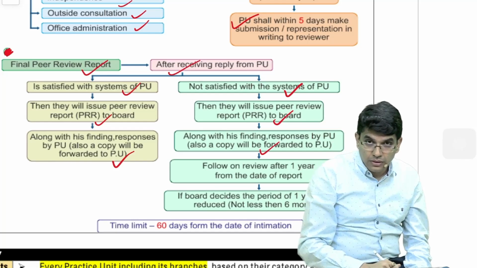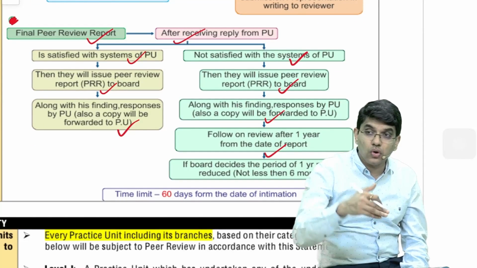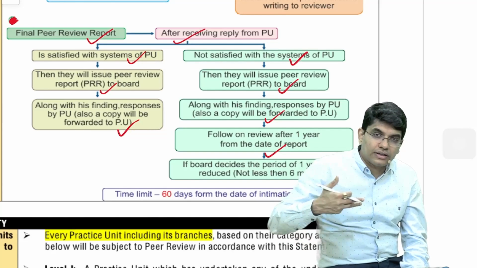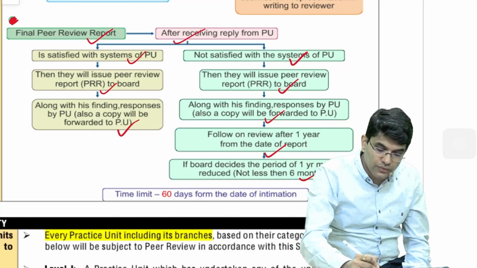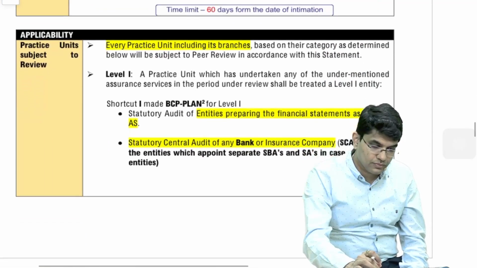the reply also. If they are dissatisfied, they will get 1 year's time to improve themselves. After 1 year, follow-on review will be announced. If they want to get the review conducted early, because then only they will get the peer review certificate, they can ask for it within 6 months. In either case, within 60 days it should get over.